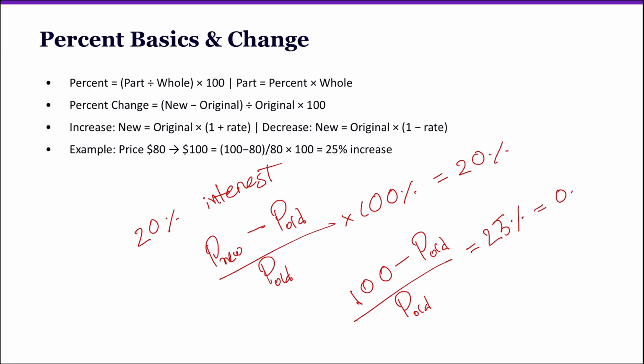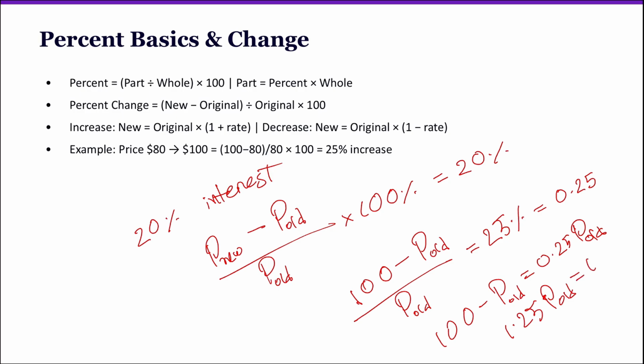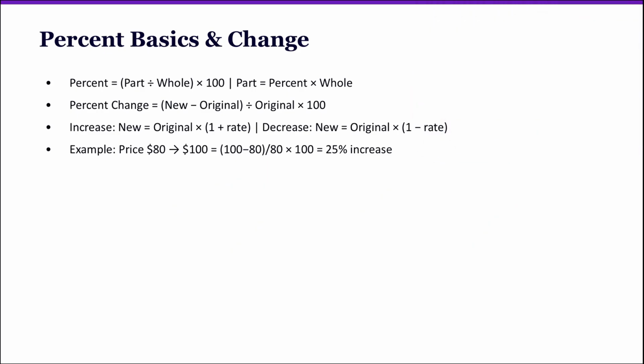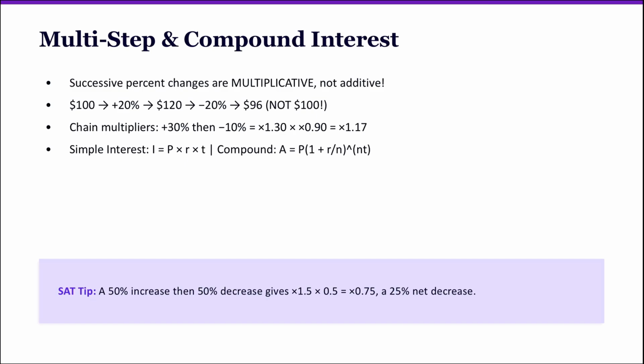which we know can be rewritten as simply 0.25, divided by 100, and get rid of the percentage sign. And then we can say 100 minus P old is 0.25 P old. If you solve this, you end up with 1.25 P old is equal to 100. You divide 100 by 1.25, you get P old is equal to 80. So that's the kind of problems you'll usually see.